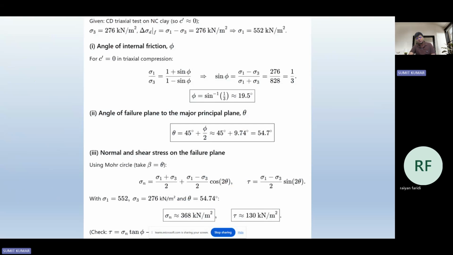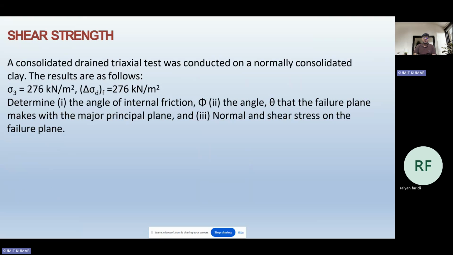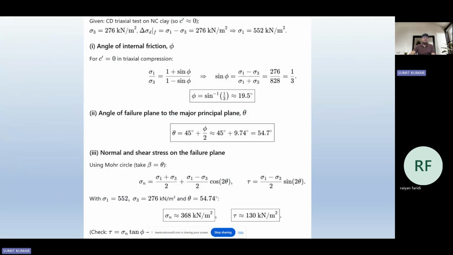The third part of the problem asks for the normal and shear stress on the failure plane. So the sigma n value comes out to be (sigma 1 plus sigma 3) by 2 plus (sigma 1 minus sigma 3) by 2 cos 2 theta, while the tau value is (sigma 1 minus sigma 3) by 2 sin 2 theta. After calculations, the sigma n value comes out to be 368 kilonewton per meter square, while the tau value comes out to be 130 kPa.